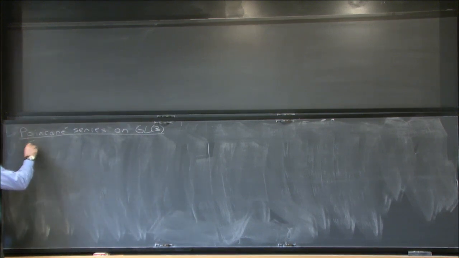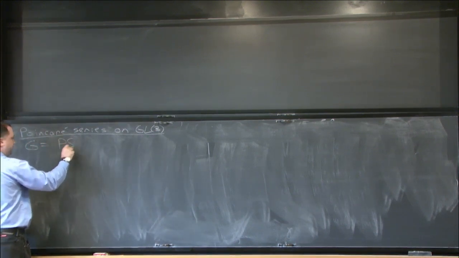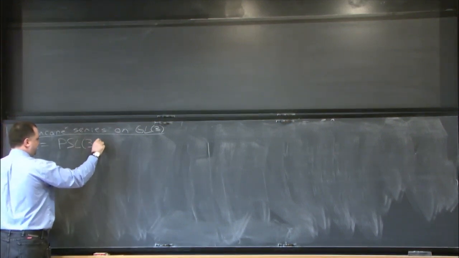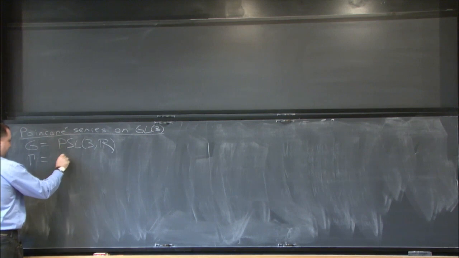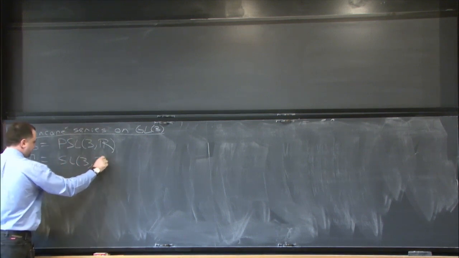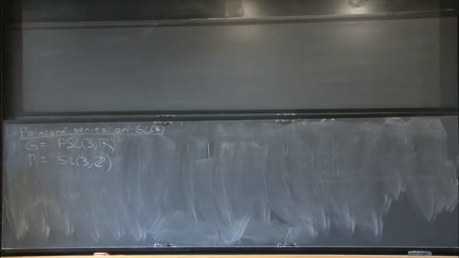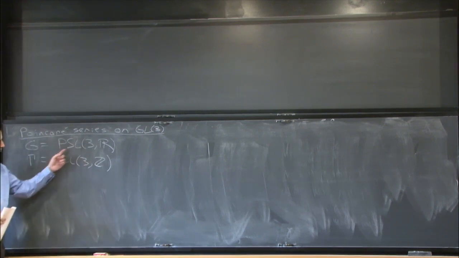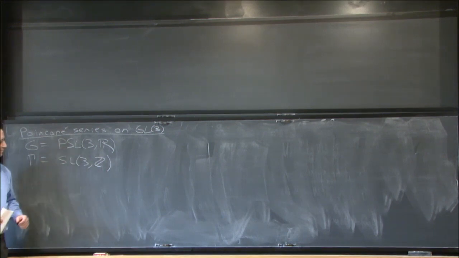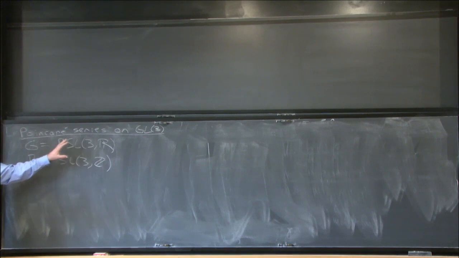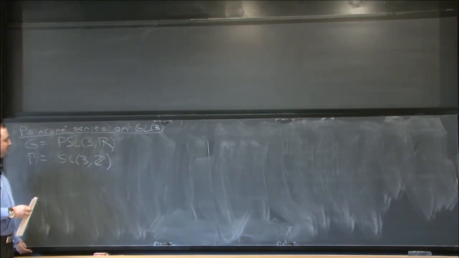My G here is always going to be PSL3R. Gamma is SL3Z, and even though this is not strictly a subgroup of that, this is made of cosets mod R, but anything that injects in there, I'm just going to call it by its own name. So I'm going to think of this thing as a subset and move on.